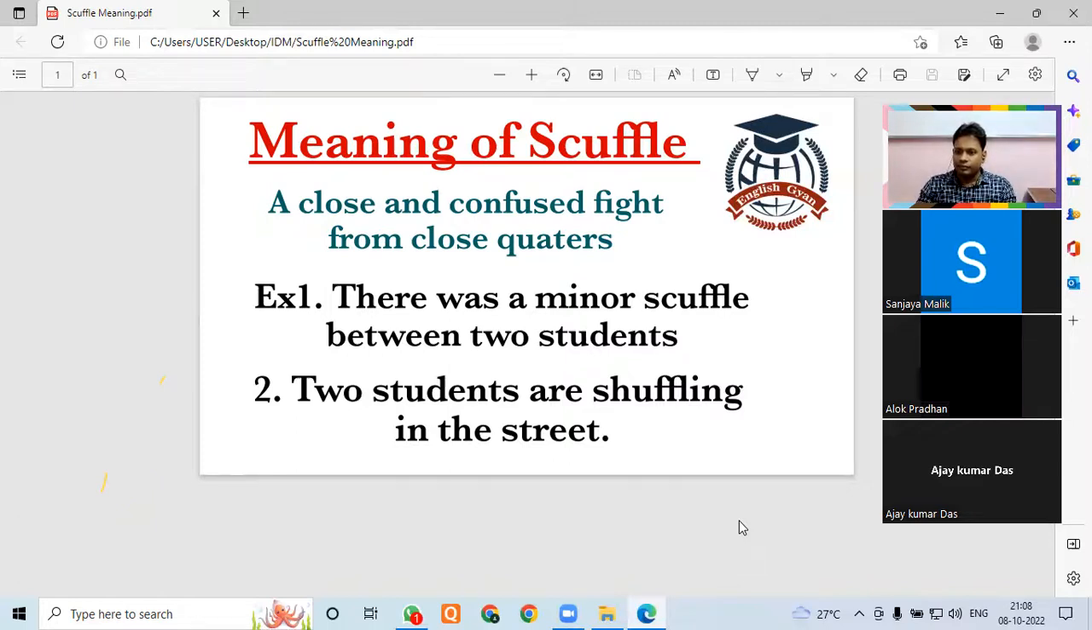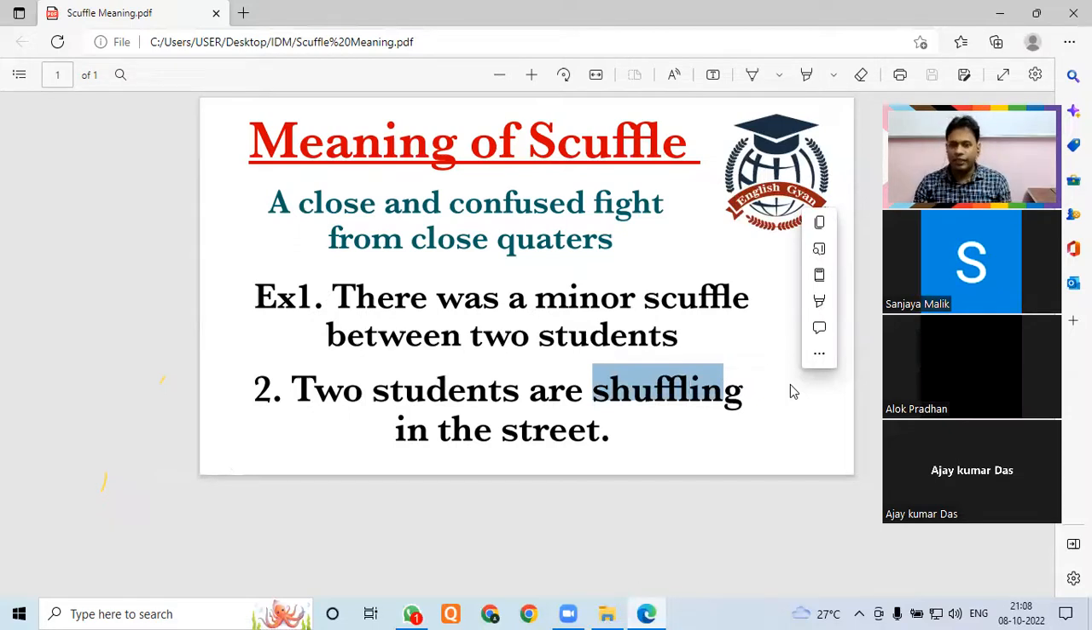Yes, sir. Second sentence: two students are scuffling. It can be used as a verb, it can be a noun. The first example: there was a scuffle. Sorry, there is a spelling mistake. You can put it S-U. Okay, that was a spelling mistake. You can put it S-U-F-F-L.